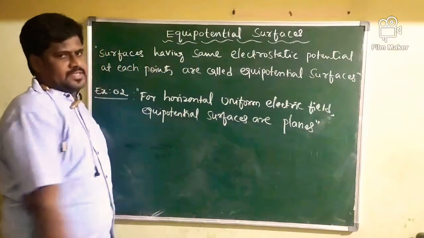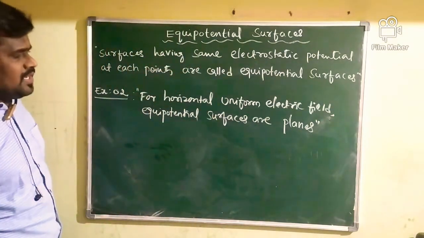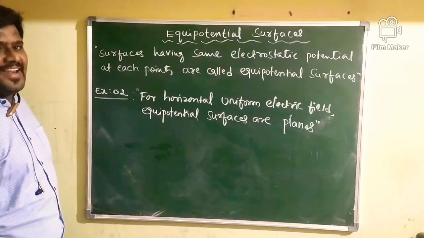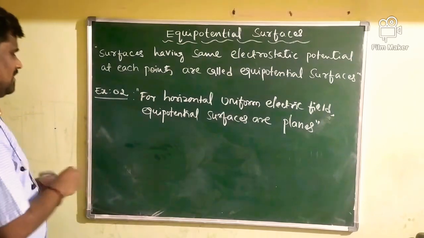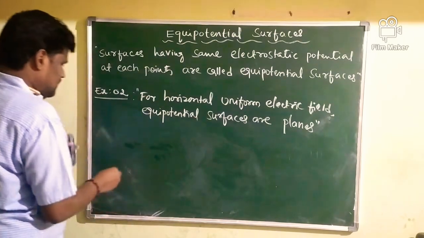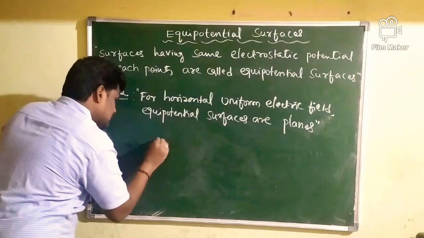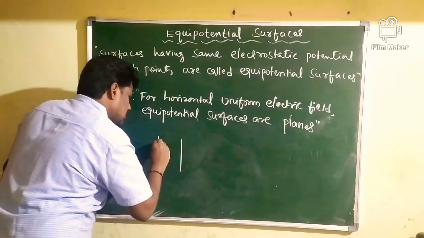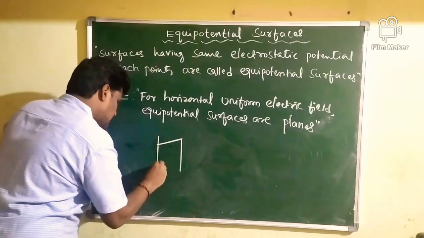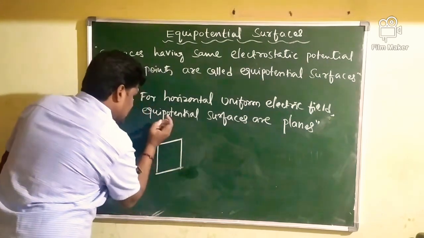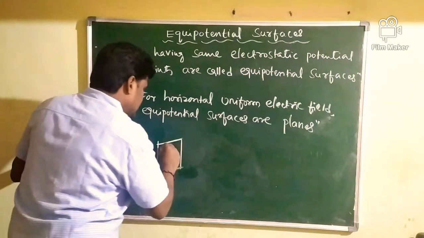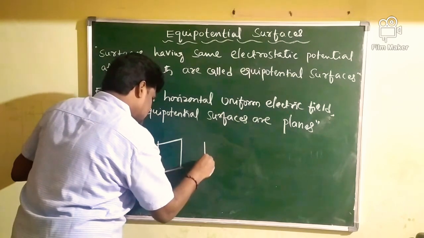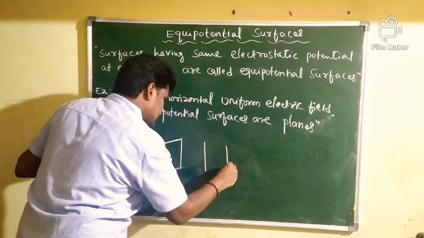Whatever planes you are considering, all those planes are perpendicular to the direction of what? Electric field. Let me draw the equipotential surfaces here. So these are all equipotential surfaces. Let me draw the equipotential surfaces for a horizontal uniform electric field.